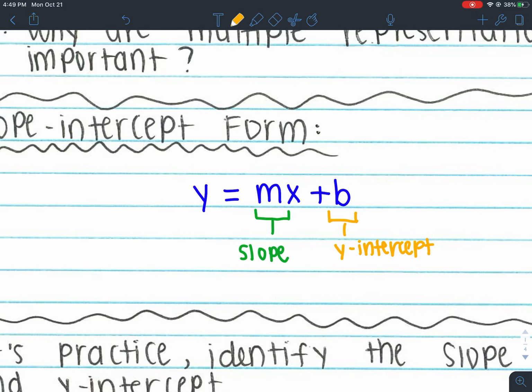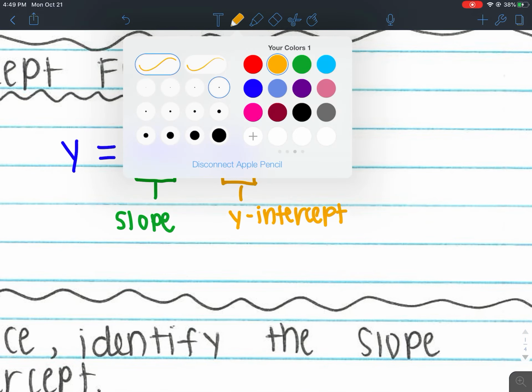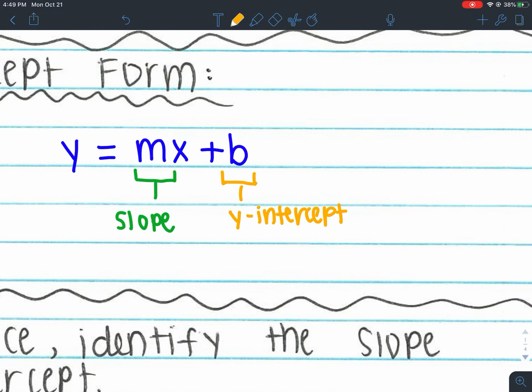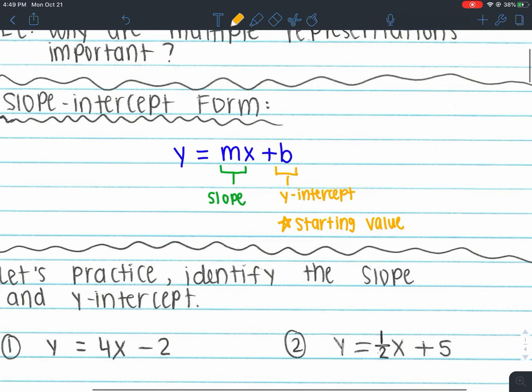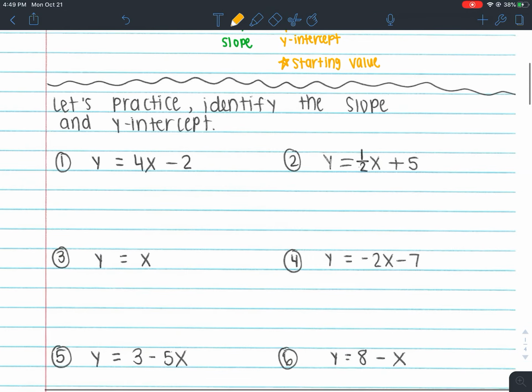Notice that your slope is attached to the x variable. So slope is attached to x. So I also want to mention that the slope is not mx, it's just m. So if I ask you for a slope, just give me the value of m, not mx. The y-intercept is also commonly known as the starting value or the starting number. So we're going to put starting value here. Okay, and that is important, and I'll bring it up in a little bit.